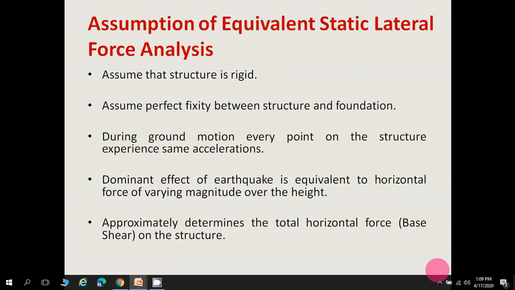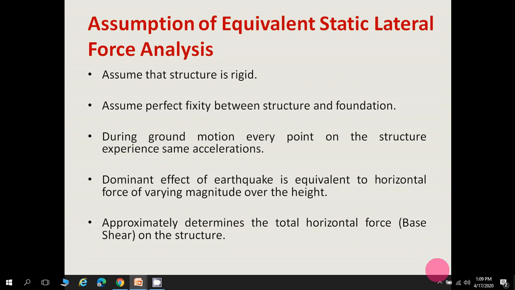So every joint of the structural member is a rigid joint, and it is assuming perfect fixity between the structure and foundation. It means that the end joints or end conditions of the structures are fixed instead of pin joints. It will be considered as fixed end conditions of the structures.